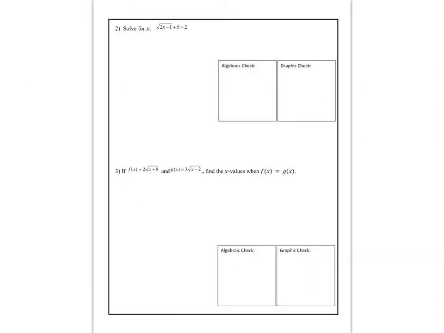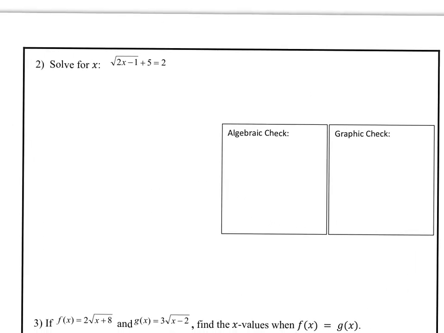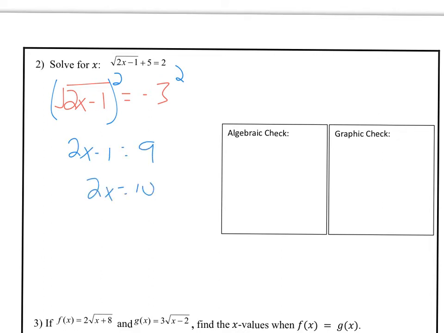Alright, next problem. Solve for x. Let's make this a little bit bigger. So the square root of 2x minus 1, plus 5 equals 2. Alright, so the first step is isolate the radical. So I have to get rid of that 5. So the square root of 2x minus 1 is going to equal negative 3. Now the radical is alone. Now that it is alone, I can square both sides, which gives me 2x minus 1 equaling 9. I can now add the 1 over and get 10, dividing by 2 hopefully will give you 5.